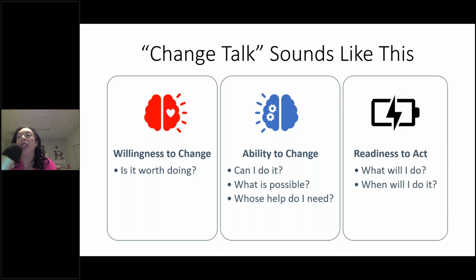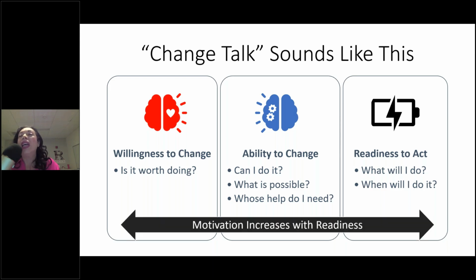Finally, the readiness to act. This is where they begin to consider specific steps and timelines for action. It's about letting them take ownership of the process and helping them clarify their path forward. As readiness grows, so does their motivation.